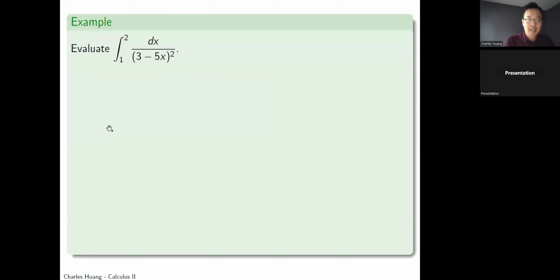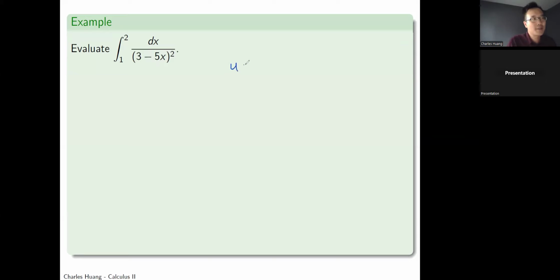So let's try one of the examples together. Here, it's kind of obvious what we want to substitute. If you think back to your chain rule, you'll notice we like to substitute things that are inside the brackets. That's what we're going to do again here when I do the substitution rule.